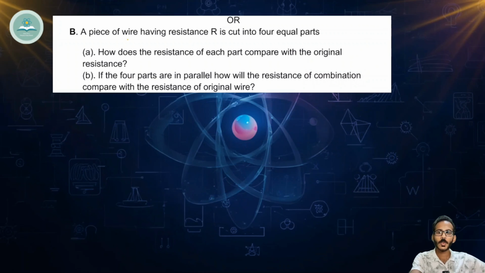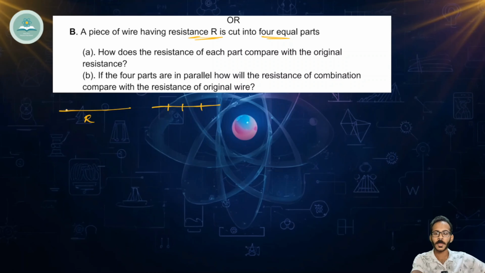A piece of wire having resistance R is cut into 4 equal parts. As I told you, this question is an OR question. So this is the OR question of the question that we have seen now. Here a long wire was there. Its resistance was R. Now this is cut into 4 equal parts: 1, 2, 3, 4.